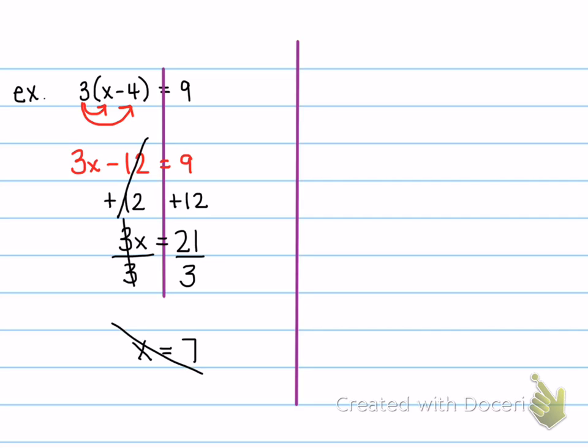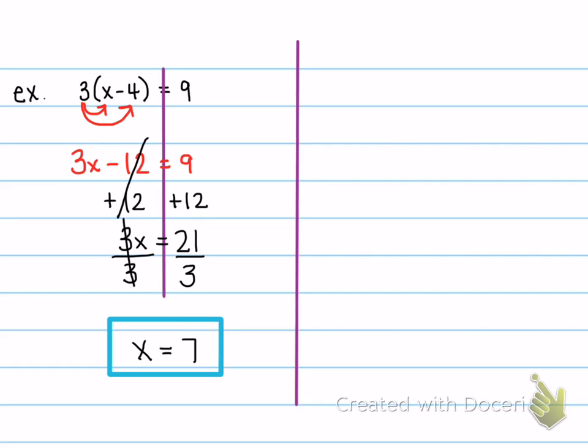Now again, I need you to make sure that you are showing all of the work just like it's shown in the notes right here. You can test out your answer anytime you want. If I take that 7 and I plug it in, 7 minus 4 is 3, and 3 times 3 is 9. So 9 does equal 9.